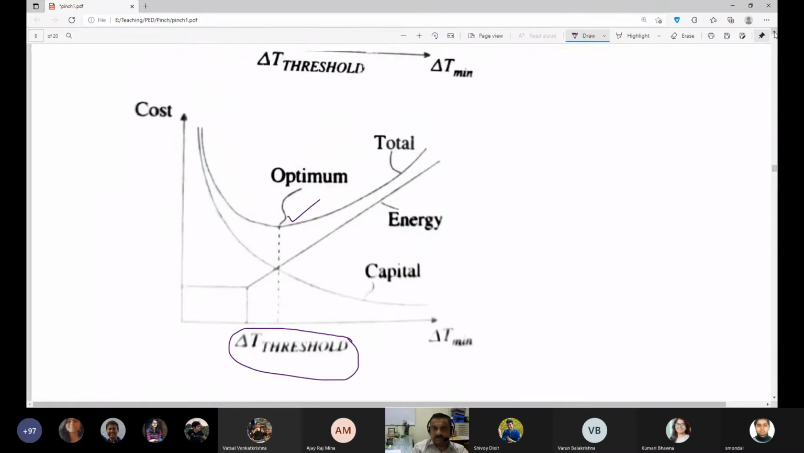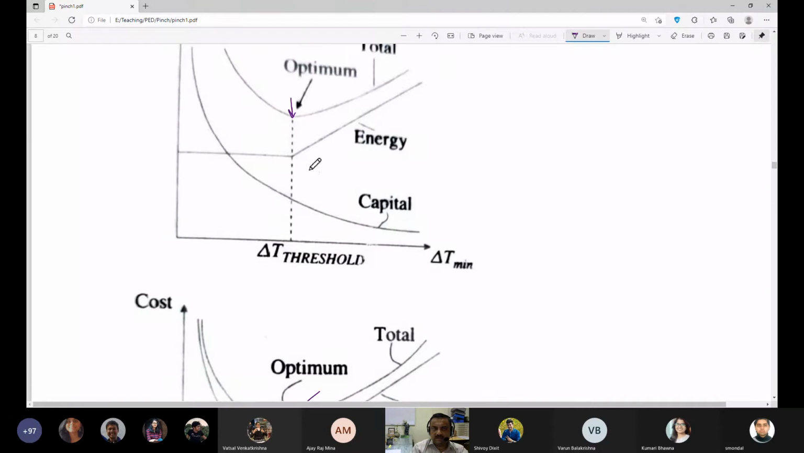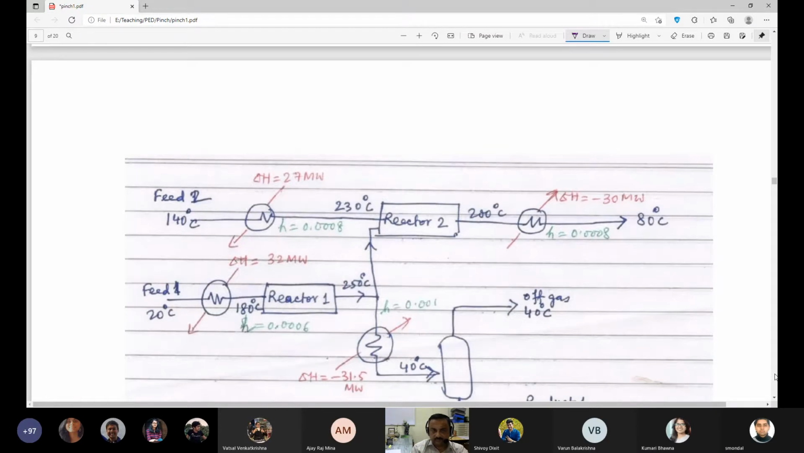But this delta T threshold is also another issue that you need to look into. This will never be able to give you a value below this delta T threshold, I mean, if delta T mean is less than delta T threshold. So this aspect you need to remember.